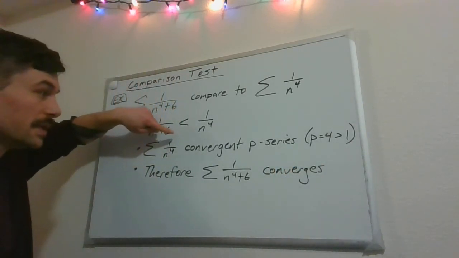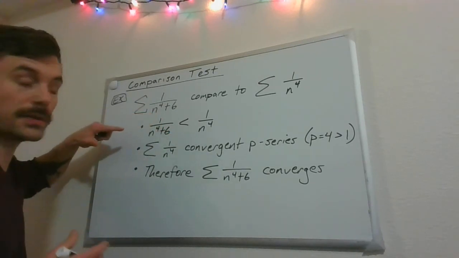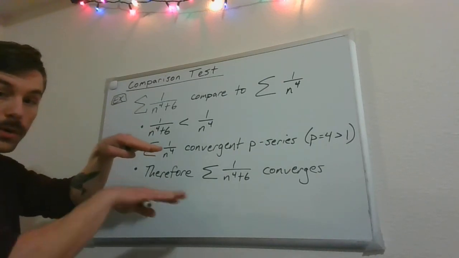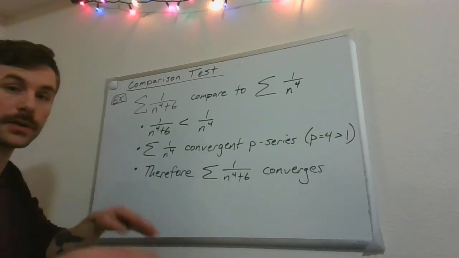right? It's not just enough to say whatever we're comparing to converges. We also need this inequality, right? We need something larger than what we have to sort of trap us below, give us something finite.